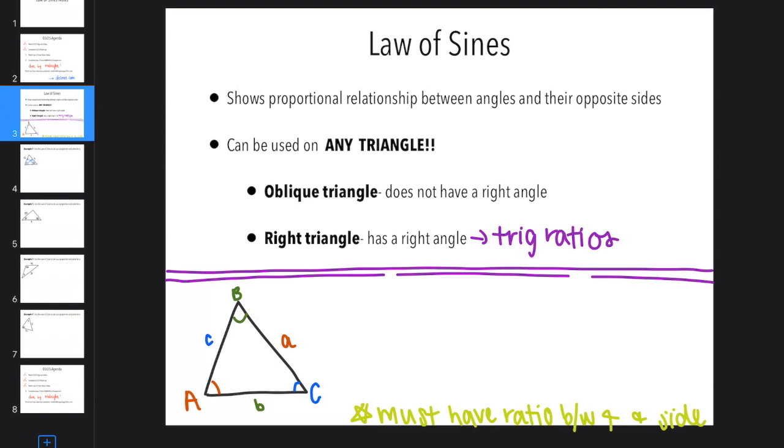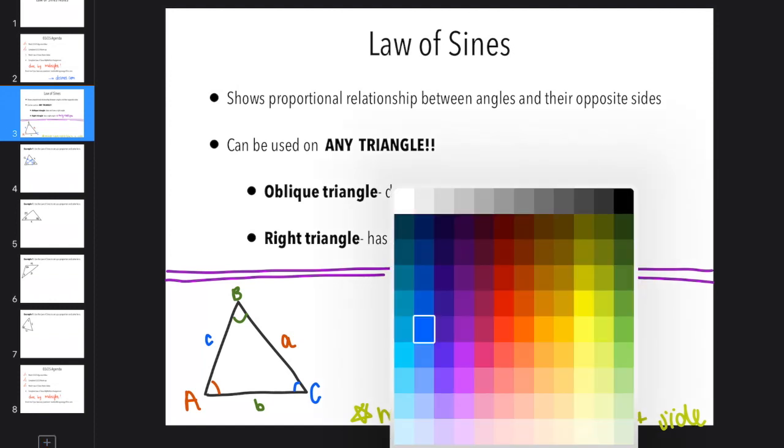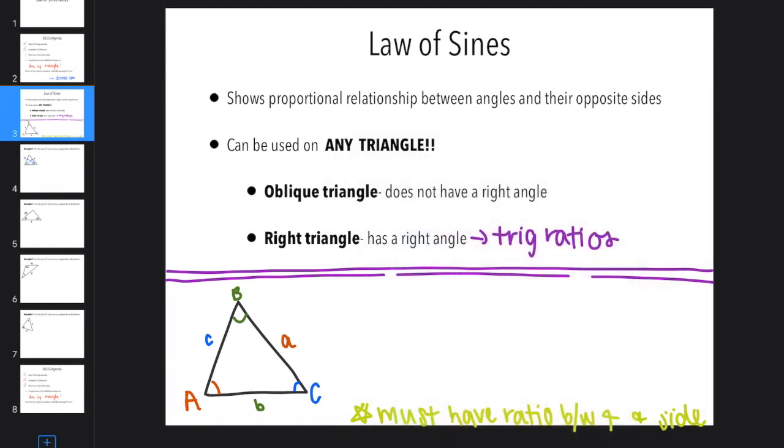So the Law of Sines shows the proportional relationship between angles and their sides. And the nice thing about the Law of Sines is that it can be used on any triangle. All the previous relationships we've looked at were specifically for right triangles, meaning they had a right angle within them. Today, we're going to be looking at a relationship that can be used in oblique triangles. So that's a triangle that does not have a right angle. And we're going to be bringing back a little bit of that relationship of proportions from similarity.